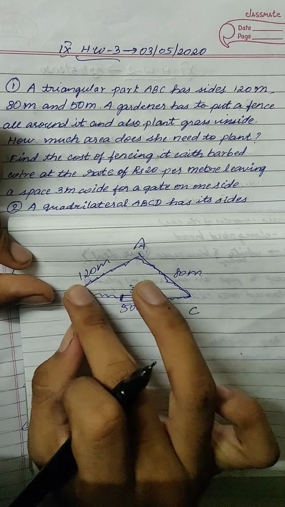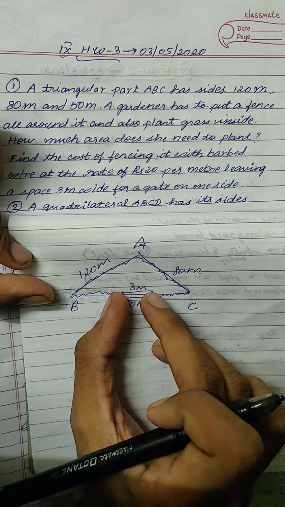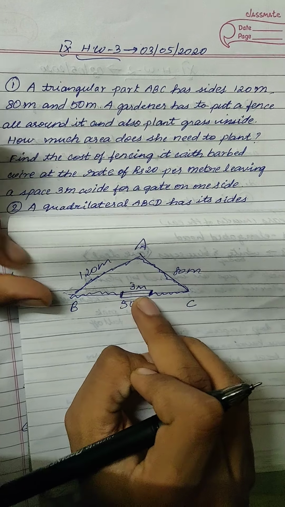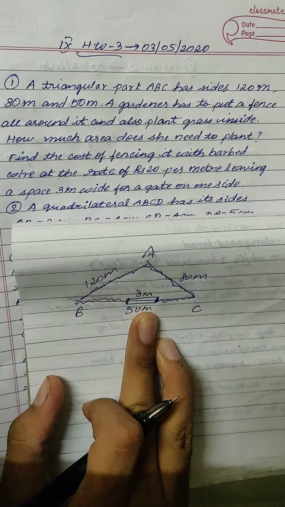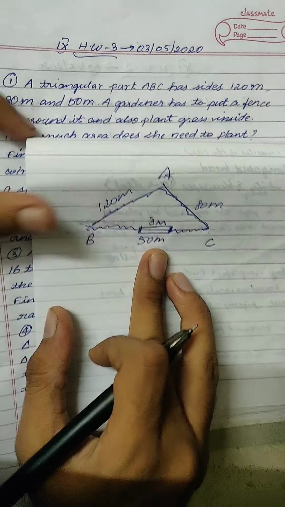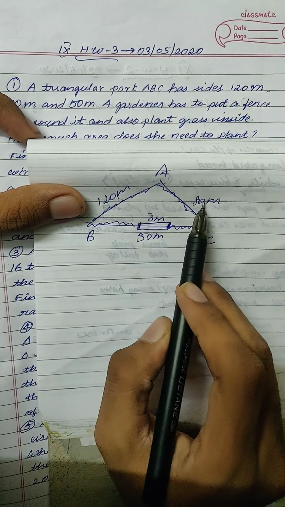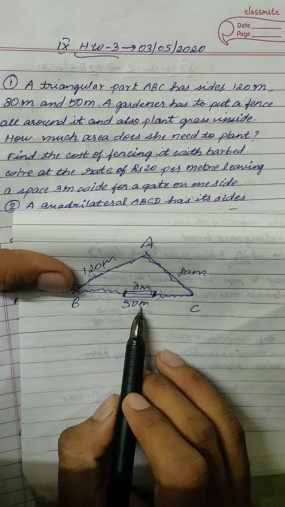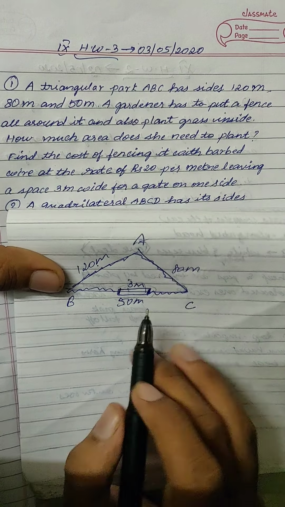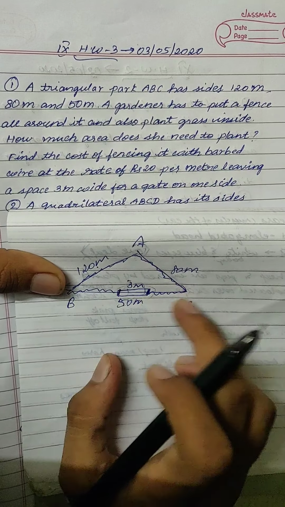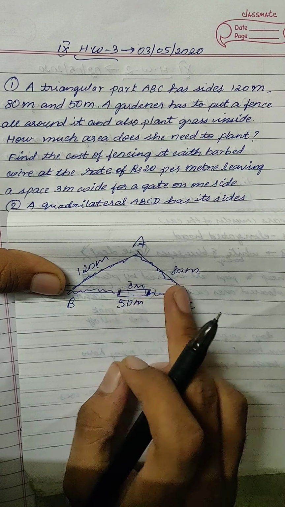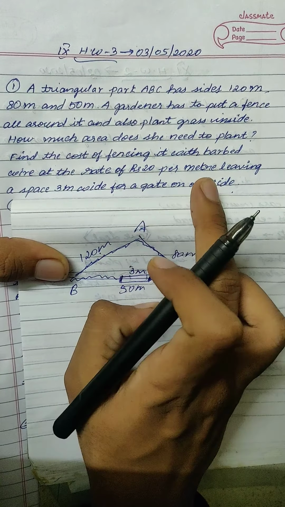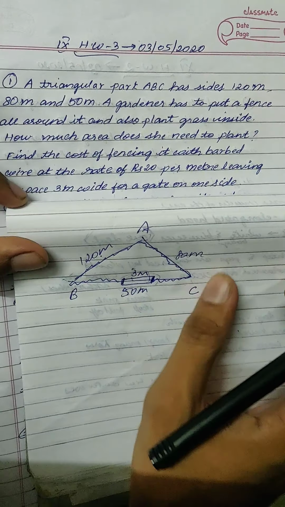But when it comes to the fencing, we have to subtract this 3 from the total perimeter, because for this 3 meter we are not including the barbed wire. We are just putting a gate in the place. So you have to add 120, 80 and 50, and then subtract 3, because we are excluding the portion of the gate. Whatever answer you get is the length of the fence in meters, and then you have to multiply the answer with 20, because they have given it is rupees 20 per meter. I hope you can understand. So that is the first question.